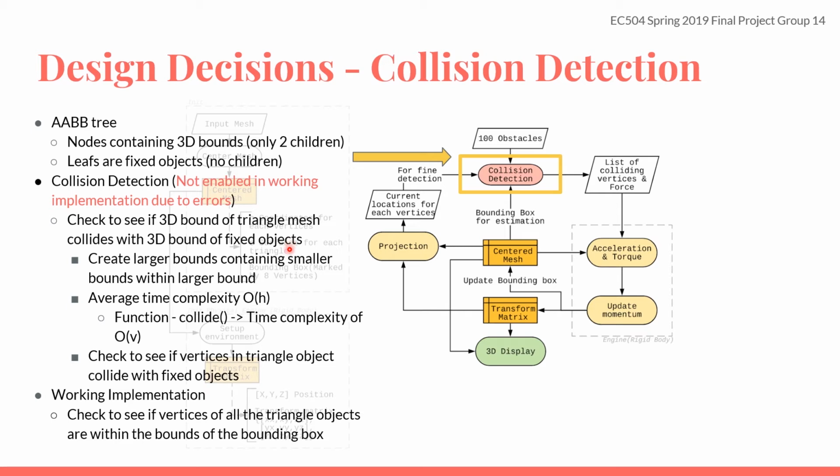It will do this by checking if the 3D bounds of the triangle object are inside the 3D bounds of the current node. Once it detects a possibility, it checks each vertex in the triangle object to see if it collides with the minimum and maximum x, y, z parameters of the fixed object. In our working implementation we simply check to see if the vertices of the triangle object exceed the bounding box for all objects.